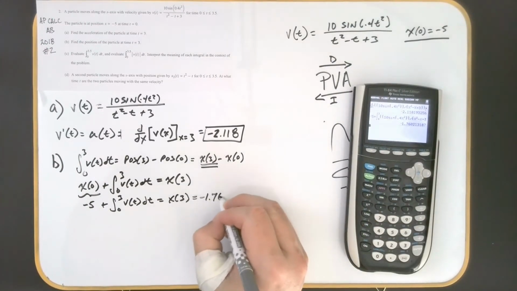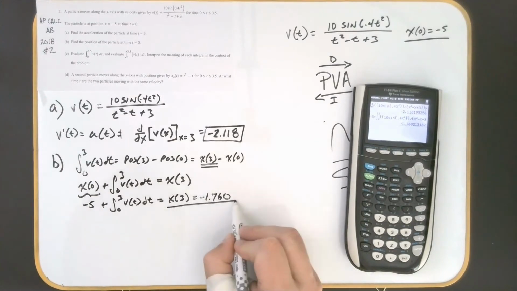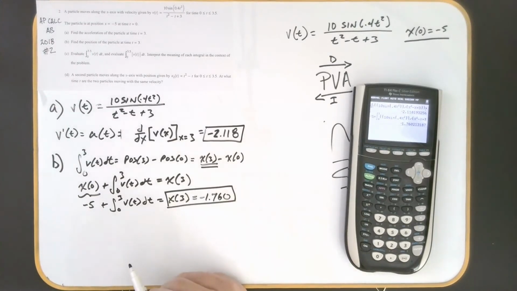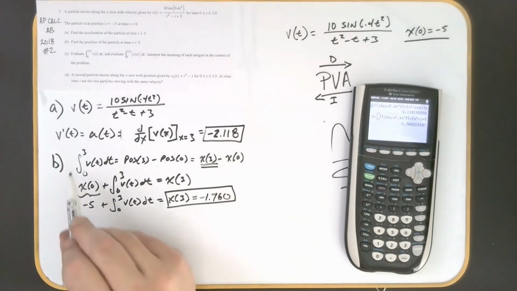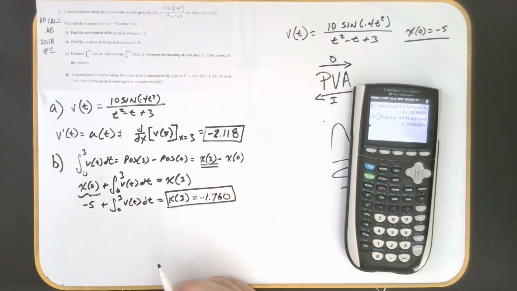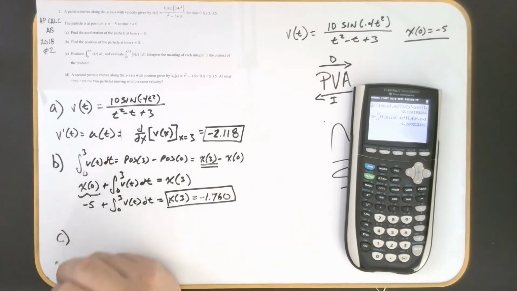Negative 1.760. And again, we don't have any units here, so there is our answer. And that actually is a 3-point question right there, so just navigating that correctly. Now part C. Part C is a great question.